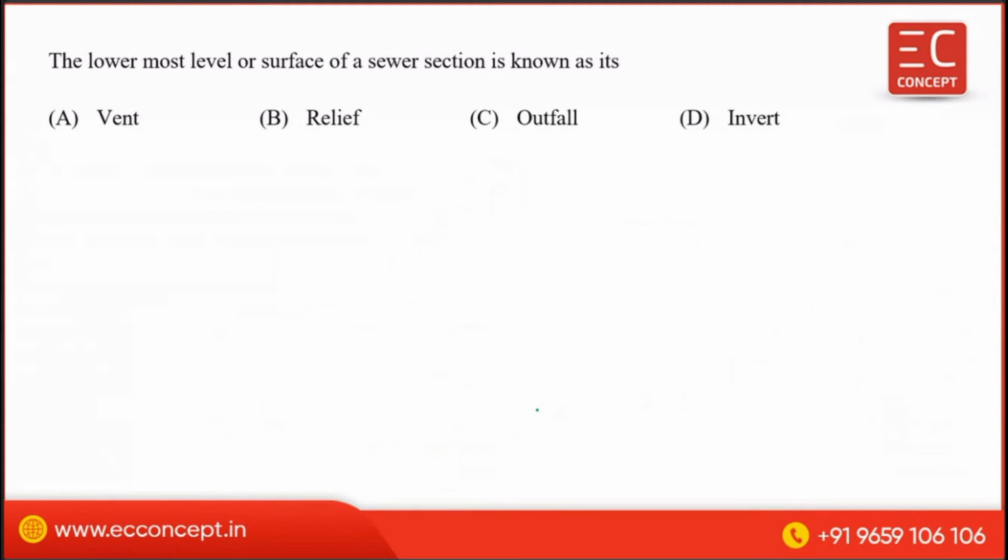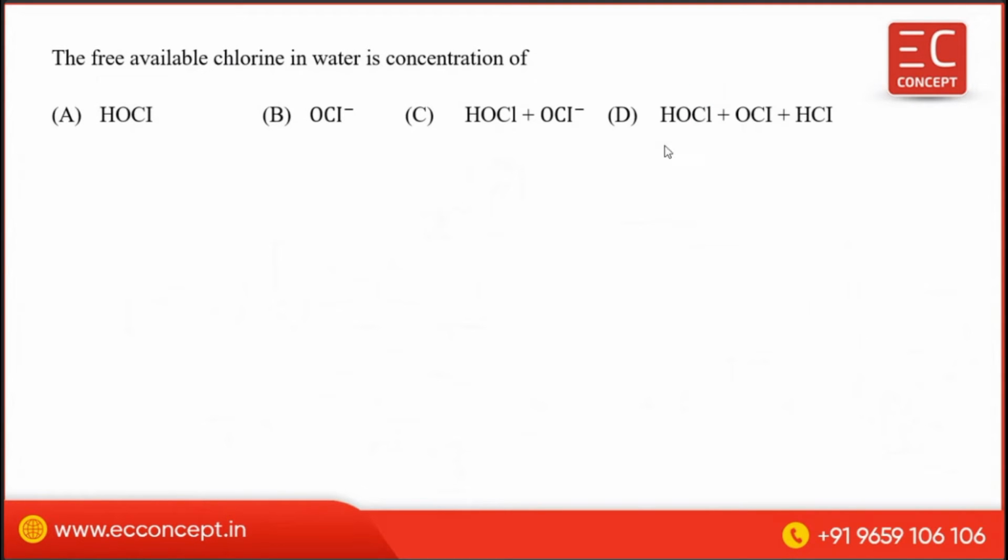The lowermost level or surface of a sewer section is known as an invert. The free available chlorine in water is a concentration of dash. Okay, if we take chlorine, there are two types of chlorine. One is called free chlorine. The other one is called combined chlorine.